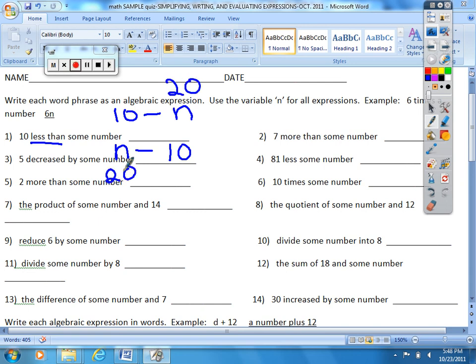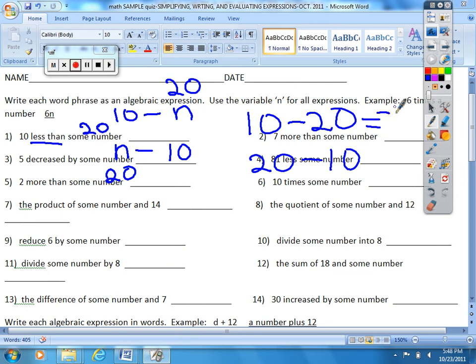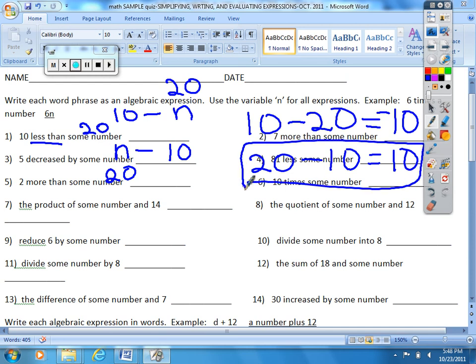All right, I'm going to put a 20 here, 20 there. 10 less than some number. Well, what is 10 less than 20? Which one of these will tell me that? 10 minus 20 or 20 minus 10? Well, 10 less than 20 is 10. Which one of these will give me 10? Well, this certainly won't. That'll give me a negative number. But this one will. So I look back and say, wait a minute. If 10 less than some number should be written like this, well, I need to write this.